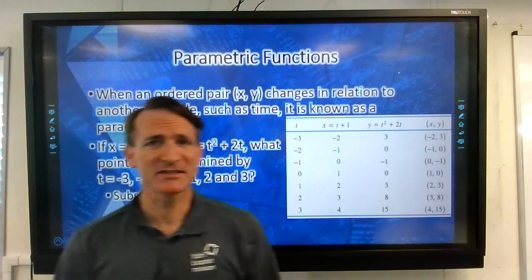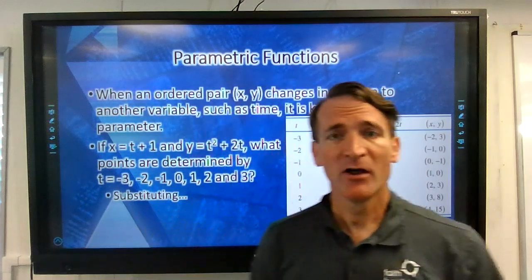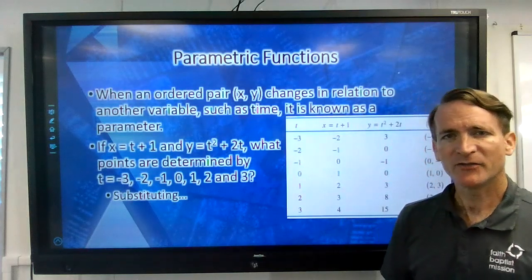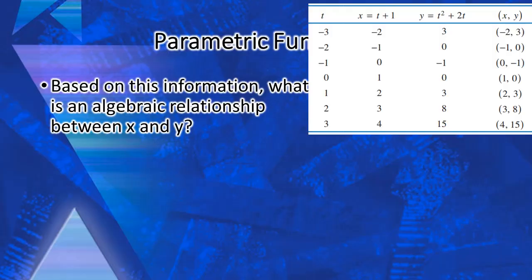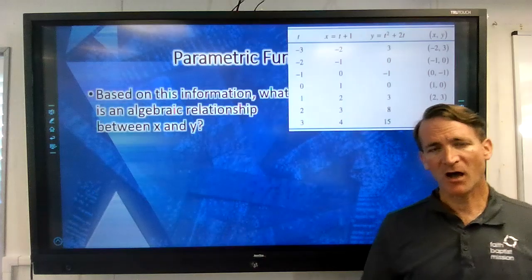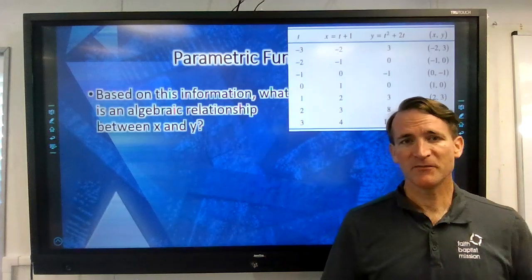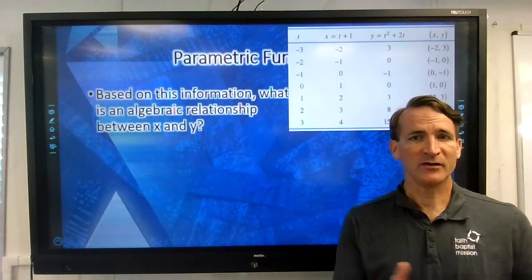So hopefully that makes sense to you. It's fairly easy. It is going to get a little bit more complicated, but we're just going to hit the basics today. Nothing to be real concerned about. Based on this information, what is an algebraic relationship between x and y? So could we come up with an algebraic equation that gives me these same values for x and for y?